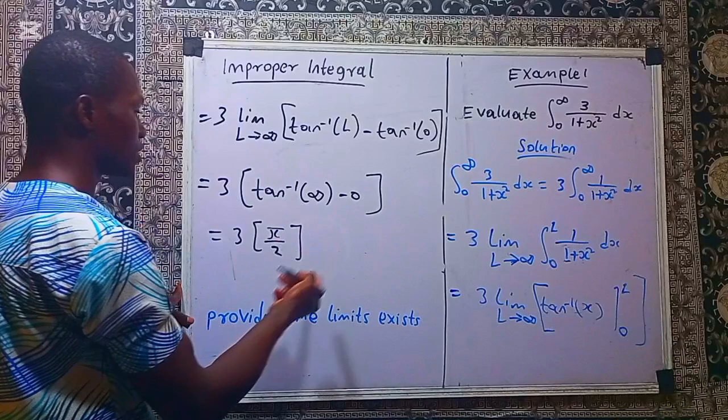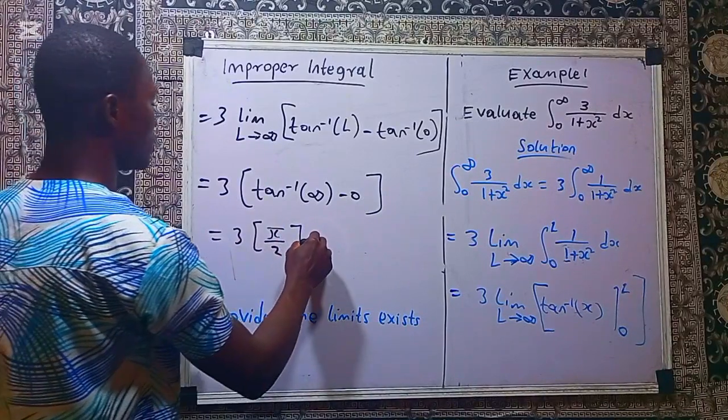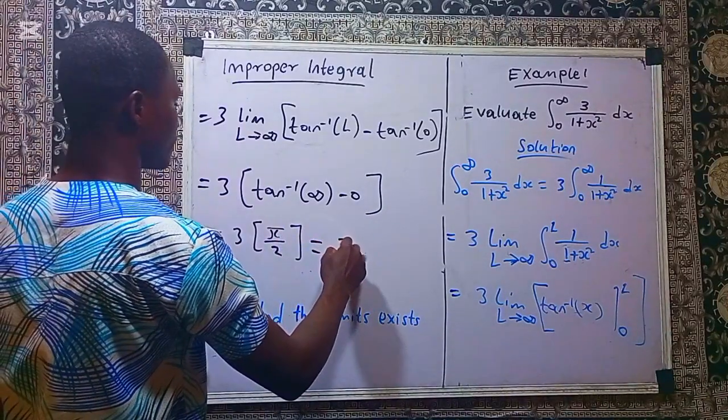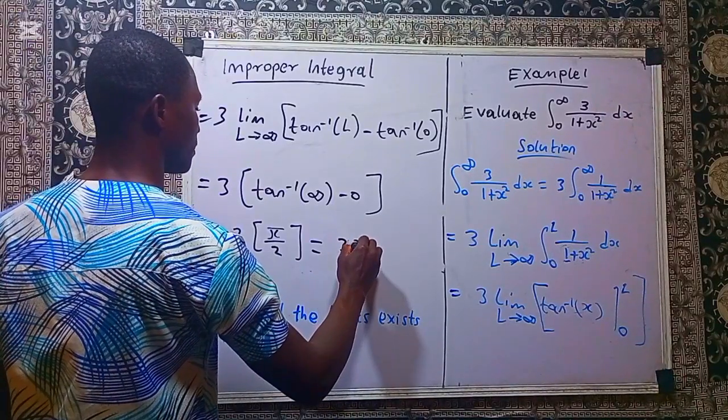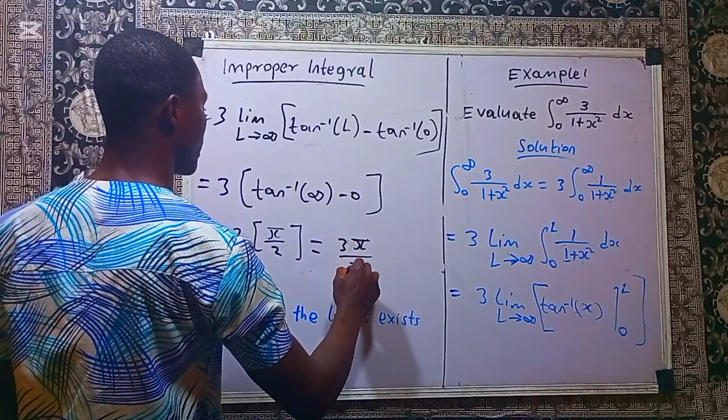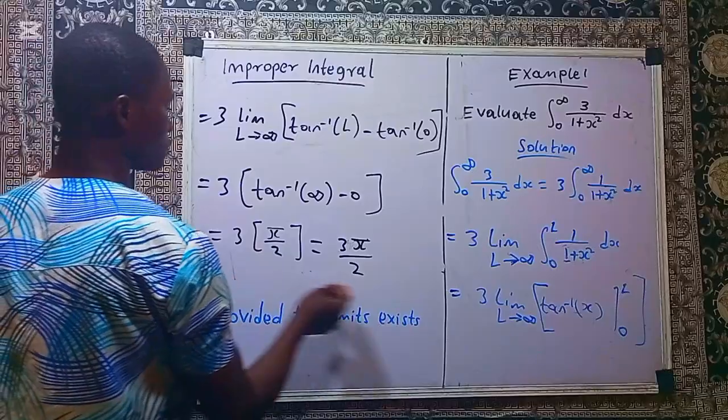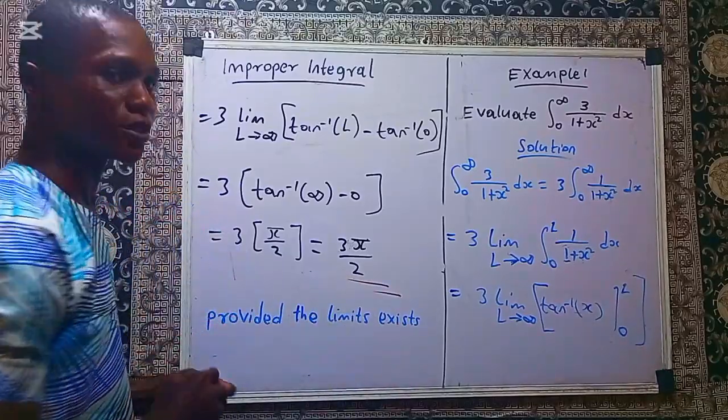Of course, minus 0. So we'll have this back. So if you multiply by 3, you now have 3 pi. So we are going to have 3 pi divided by 2. So this will be the result of this integration.